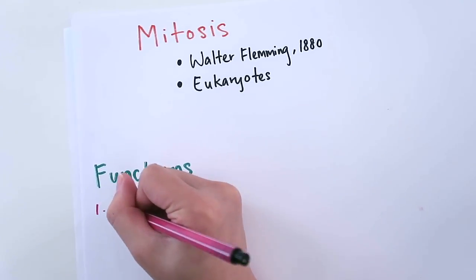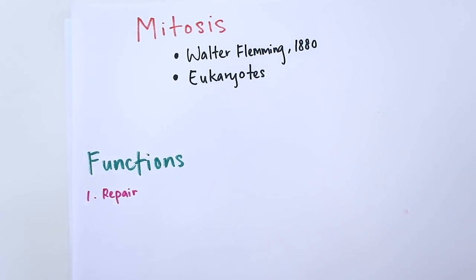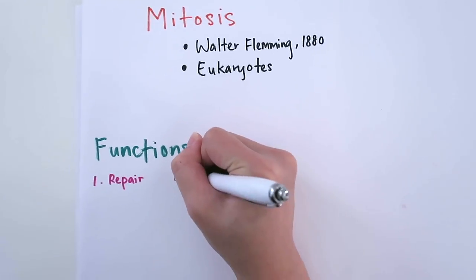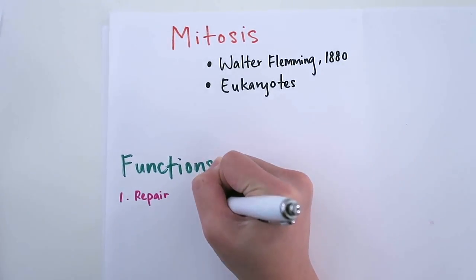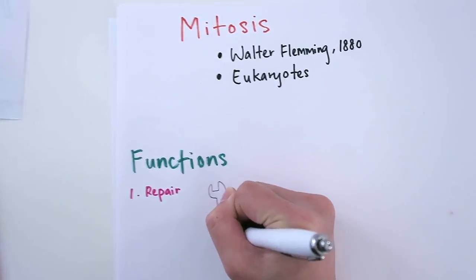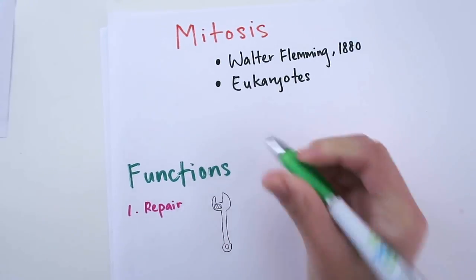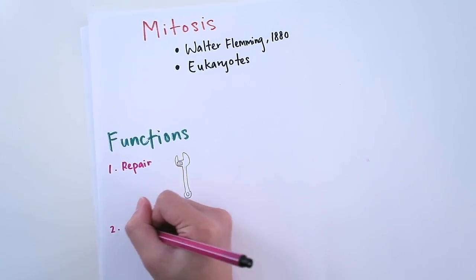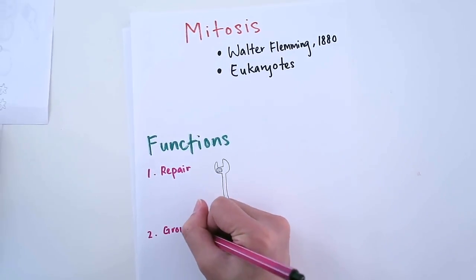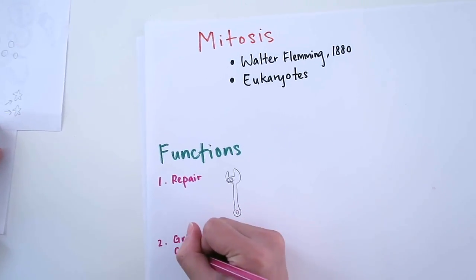The first function is repairing cells which have been damaged or undergone trauma. For example, if we fracture or break a bone, the bone must undergo mitosis to repair the damage and maintain its normal function.